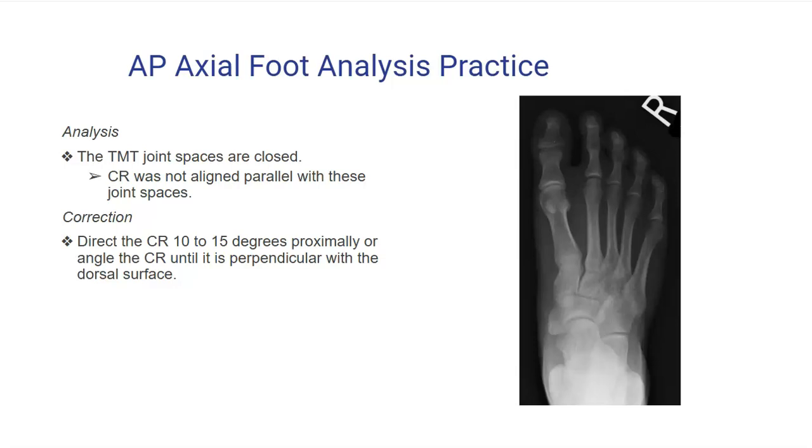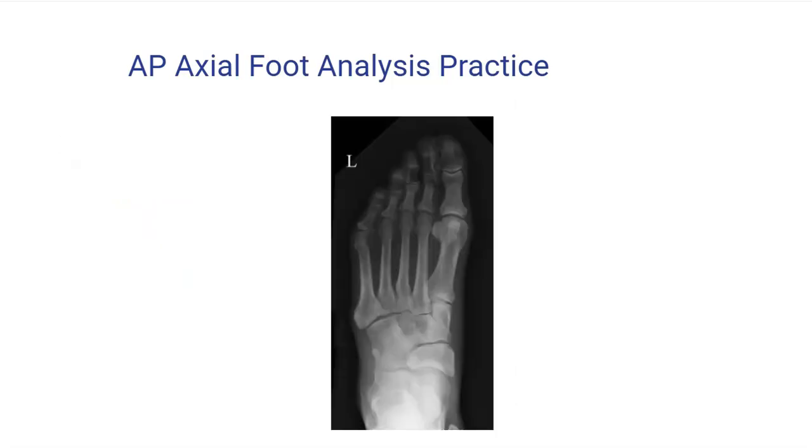So in order to correct this, we need to direct that central ray 10 to 15 degrees proximally, or angle the central ray until it is perpendicular with the dorsal surface of the foot in order to ensure that joint spaces are properly demonstrated as open. Go ahead and review this next practice analysis and answer the following question.